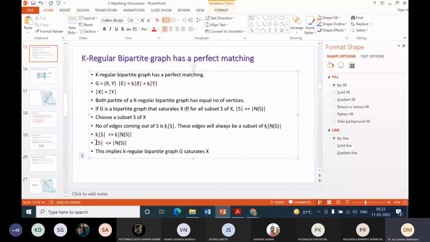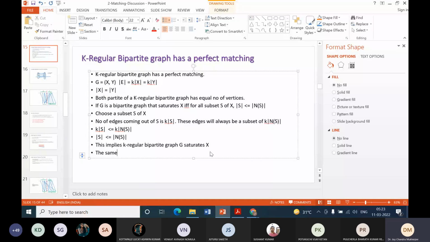So what Hall's theorem says is, if for all subsets S of X, mod S is less than or equal to mod N(S), then the bipartite graph saturates X. So this implies that the K-regular bipartite graph G saturates X. The same logic can be applied to partite Y to prove that G saturates Y. Since both X and Y partites are saturated, it is a perfect matching. Okay.